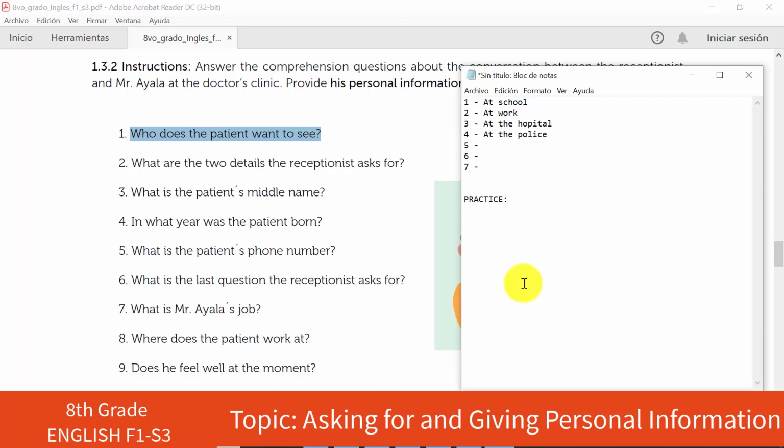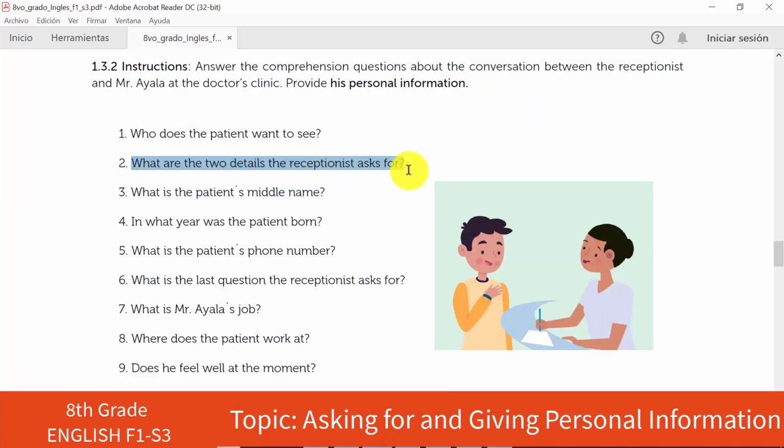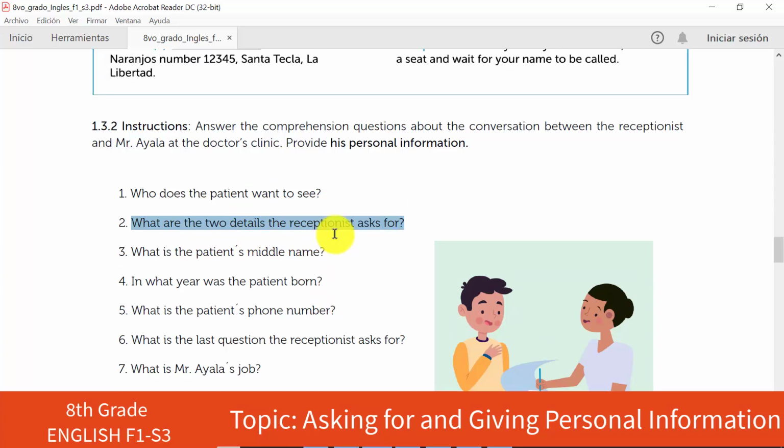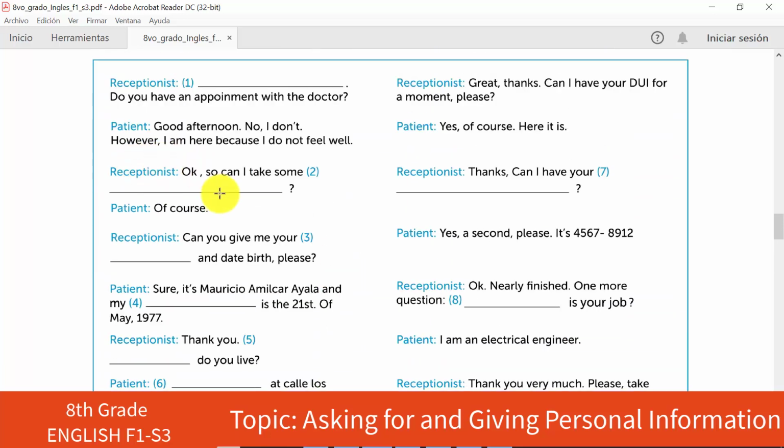¿Ok? 1. The patient wants to see the doctor. ¿Ok? Next. La otra question. What are the 2 details the receptionist asks for? Los 2 detalles que pide la recepcionista. What are the 2 details the receptionist asks for? A ver qué le pregunto a la receptionist.